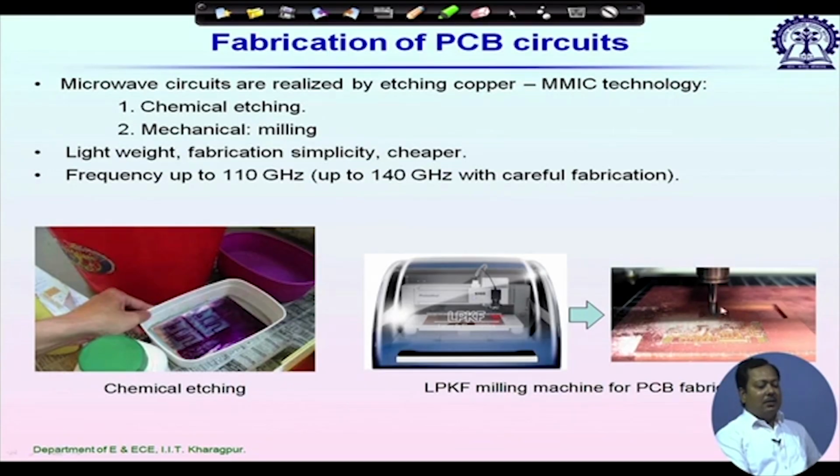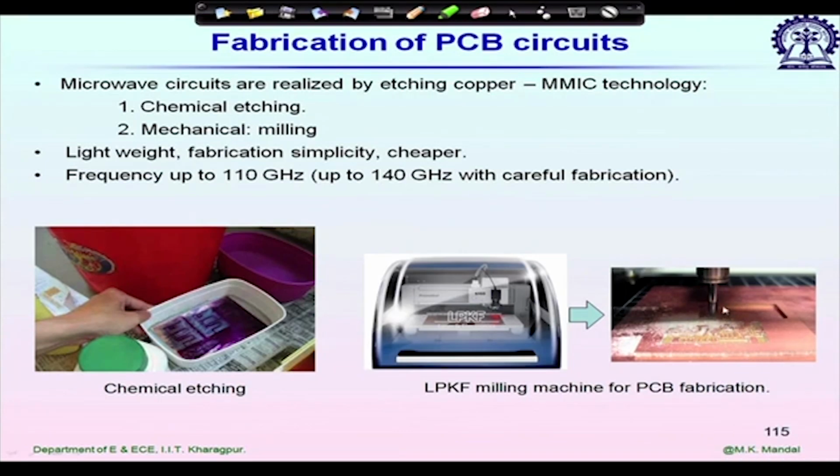And what it does, it simply mills or rubs away the unwanted copper from the top surface. So that's how we can obtain the required metal pattern, and this is fully computer controlled, and the fabrication procedure is very accurate. We can even fabricate a line as thin as 50 micrometer, with a metal to metal edge separation as small as 50 micrometer. So frequency up to 110 gigahertz or even up to 140 gigahertz is possible.